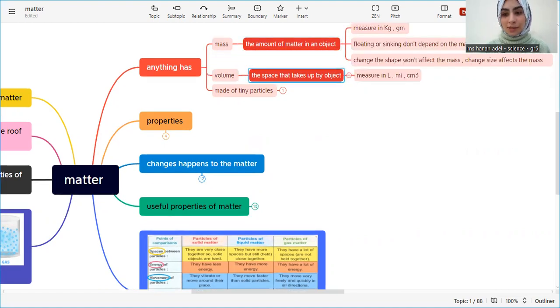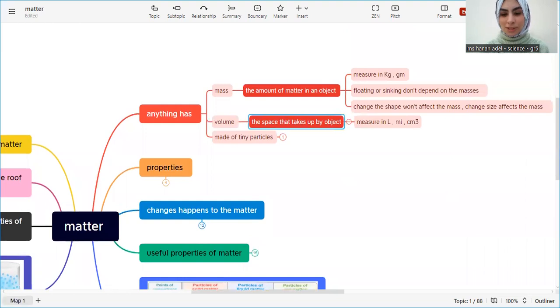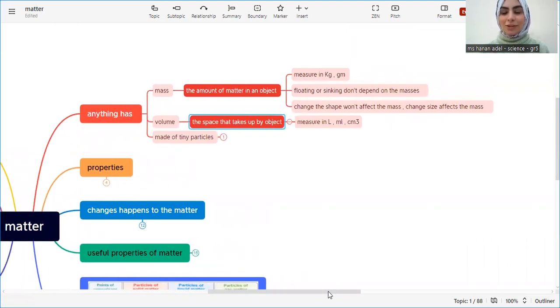Did we learn anything about mass and volume? Yep, we learned some information about them. We learned the units that we use to measure mass and volume. If I want to speak about my mass, for example, just an example, my mass is 60 kilograms. So we use kilogram as a unit to measure mass for the big masses, and for the small ones we use gram. And for the volume, we use liter, milliliter, and cubic centimeter. These are the units that we use to measure volume.